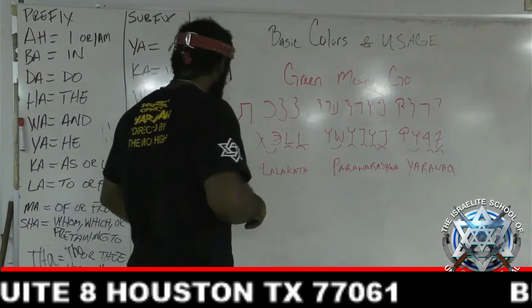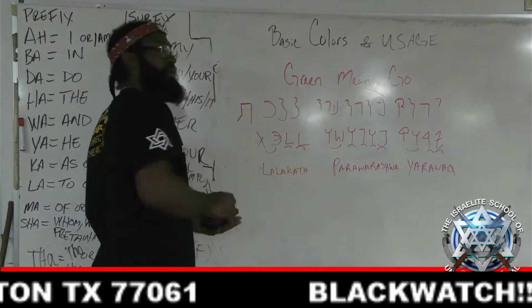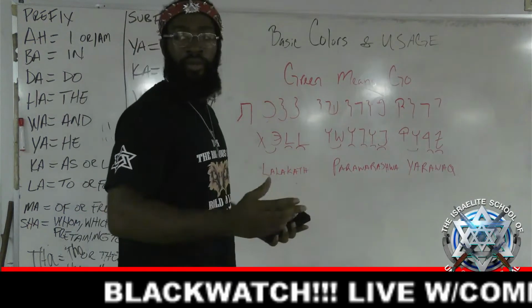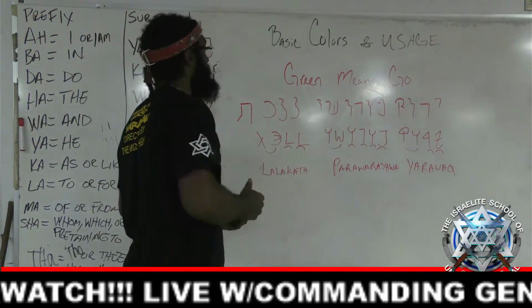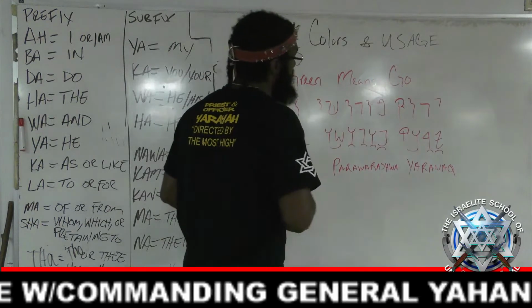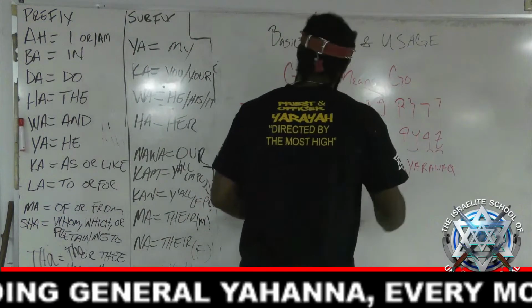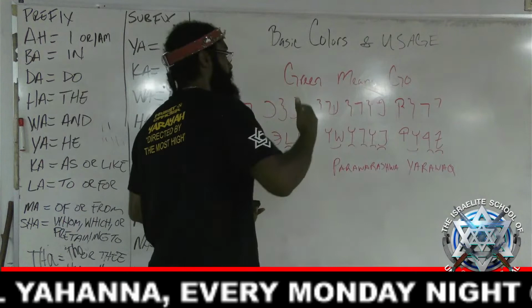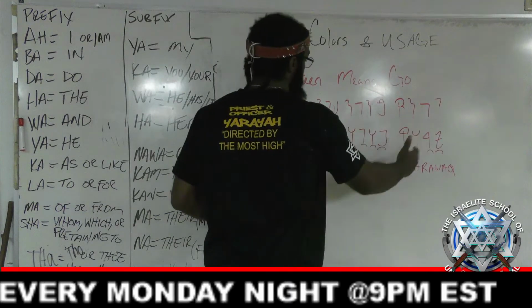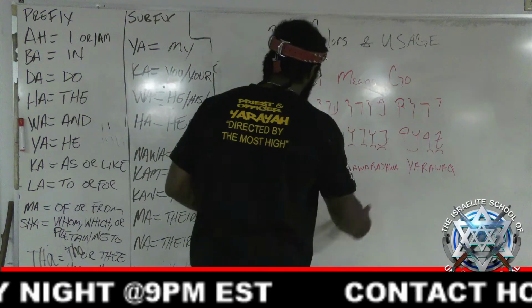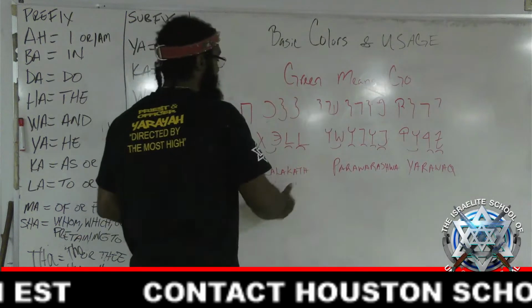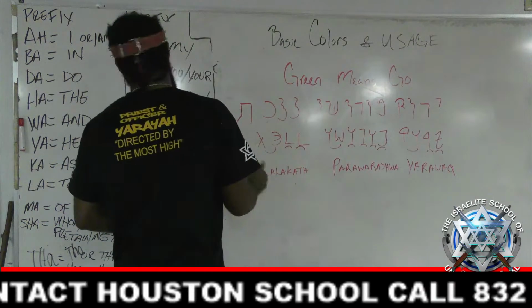And I know it looks a little bit adverse, but red is the only color that we have that's working right now. But we're going to use it for green. Green means go. Yarawak, Parawashwa, Lalaka. Yarawak, green. Parawasha, of course, to specify. And Lalaka would be to go.